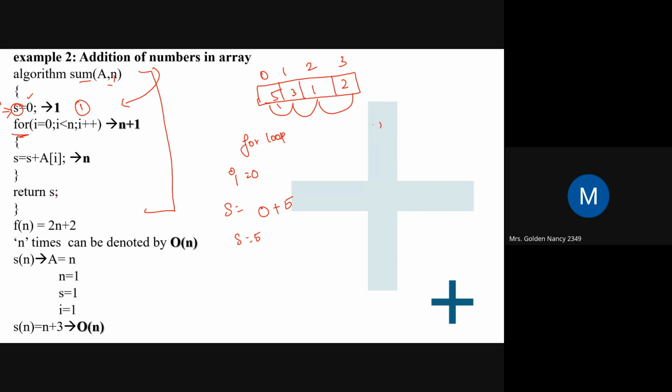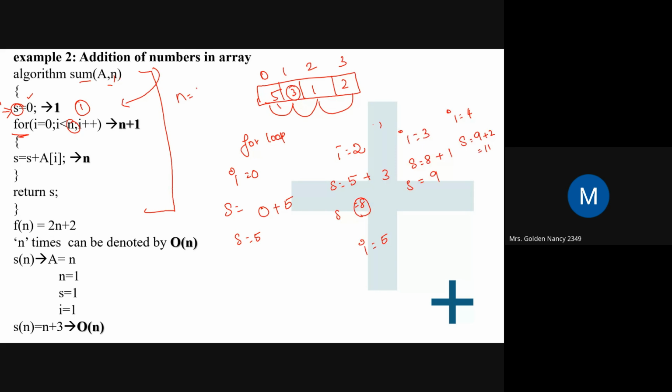Now what happens once this is done? I will be incremented. Now S is already 5, plus the next value 3 is 8. So S holds the value 8 now. Again I is incremented. Now S is 8 from the previous value, and it adds the second index, that is 1. So 8 plus 1 is 9, and S holds the value 9. Now I is incremented, and S is equal to 9 plus 2, which is 11.